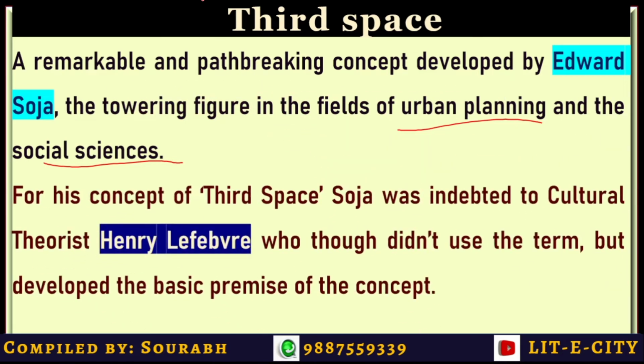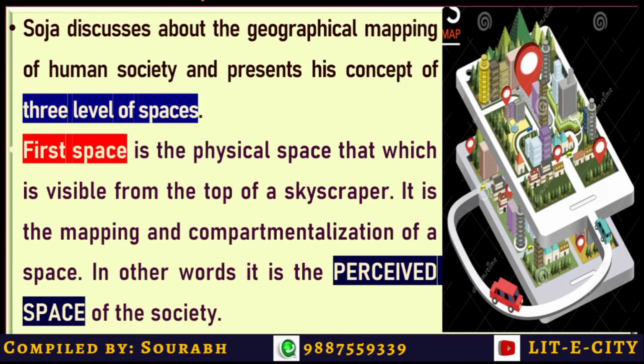Dear friends, Soja himself was indebted to the cultural theorist Henri Lefebvre, the French critic, who though didn't use the same term third space, developed the basic premise of the concept which Soja later used in his theory. Soja discusses the geographical mapping of human society and presents his concept of three levels of space. Now, the first space is the physical space, for example, which is visible from the top of a skyscraper.